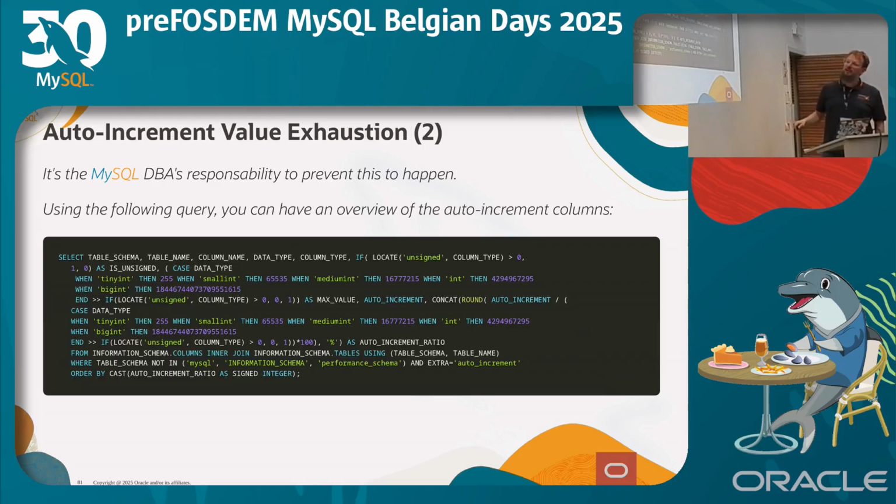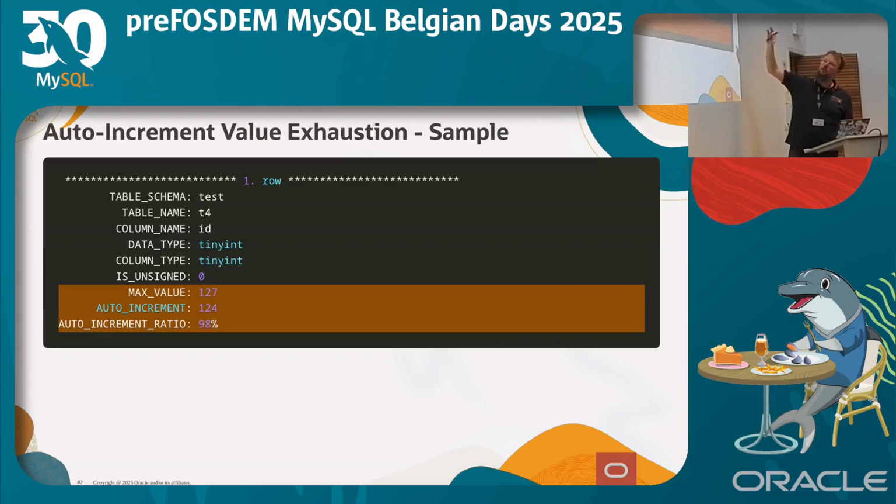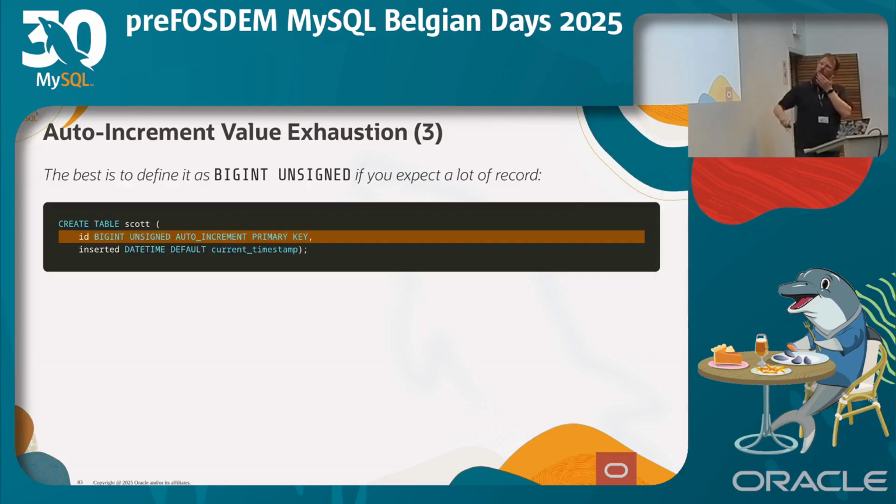How you can check is with this query. I will share the slides, no worries. You run the query and you will see for all your tables if somebody has an auto increment ratio reaching the limit, and you need to fix something there. Either change unsigned or not, or change the data type, or logically rebuild all your tables because you did a lot of deletes or something like that, and these primary keys were not reused. So the best is always to use bigint unsigned if you expect a lot of records.